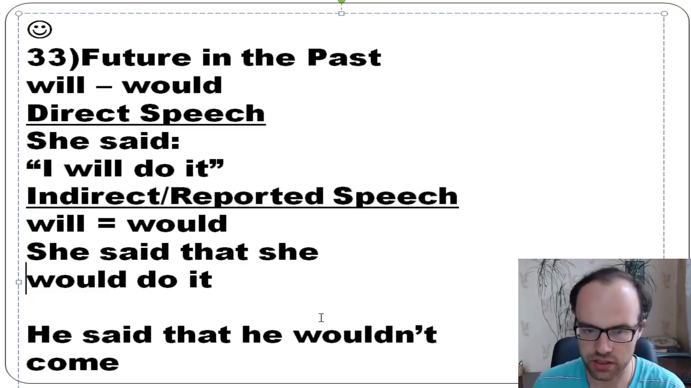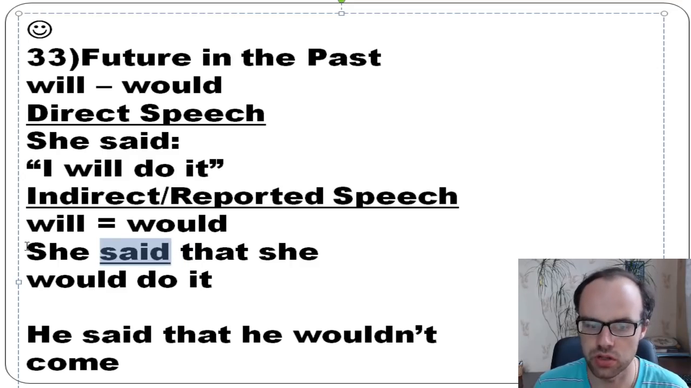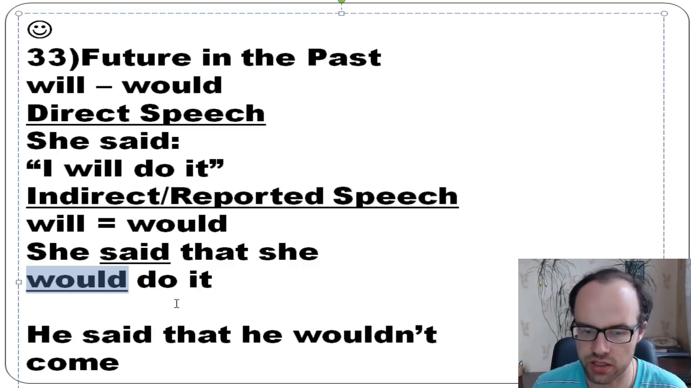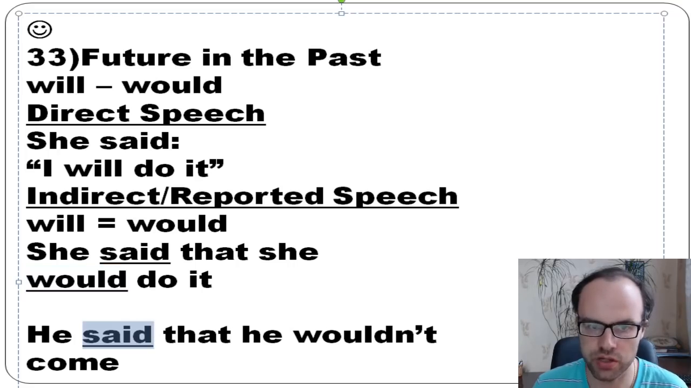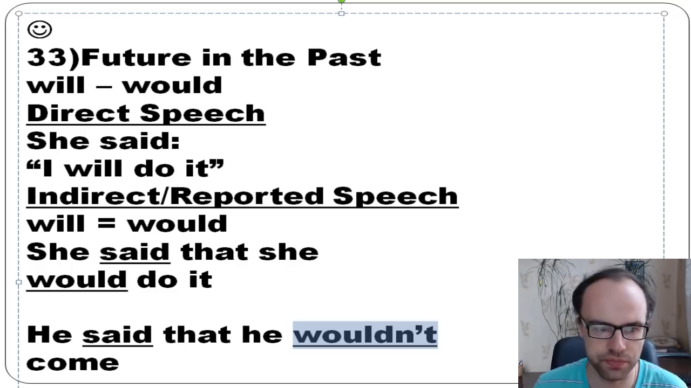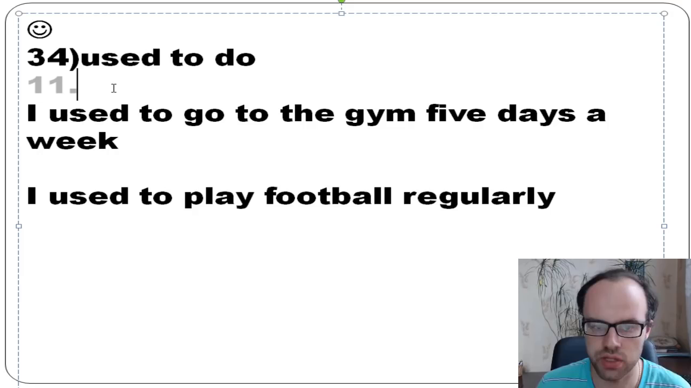So she said that she would do it. So we change will to would in the past. He said that he wouldn't come, okay? We see it's about the past, and we changed will to would. He said that he wouldn't come. Good.